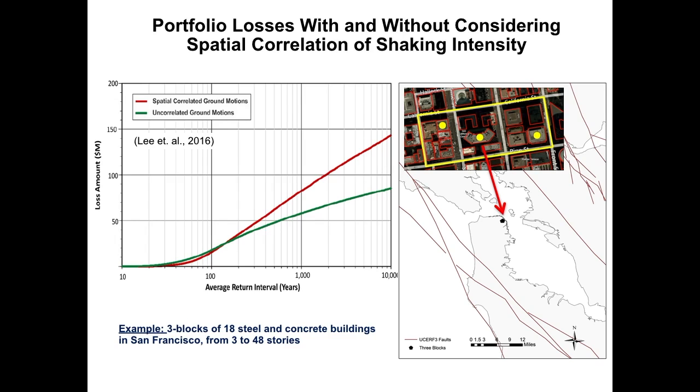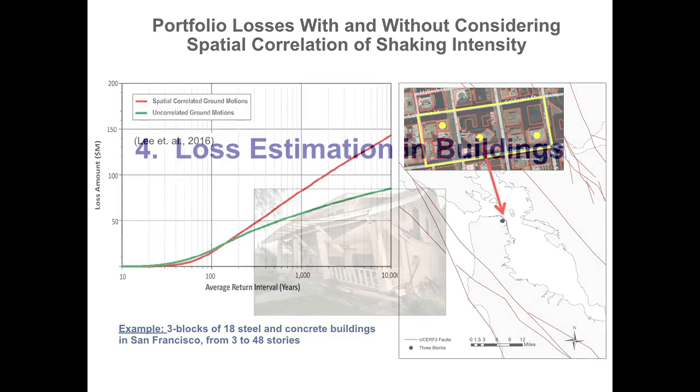And here we see an example from Lee et al., 2016, where over 3 blocks of 18 steel and concrete buildings in San Francisco, as you get to longer and longer return periods, taking into account the spatial correlation within that limited distance can cause significantly higher damage at long return periods.